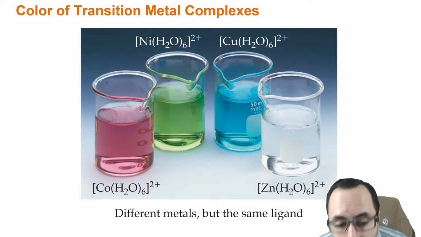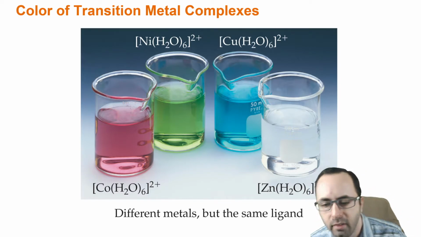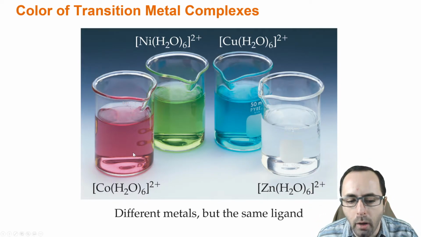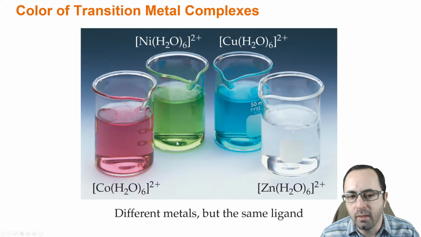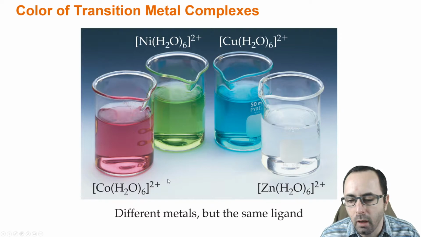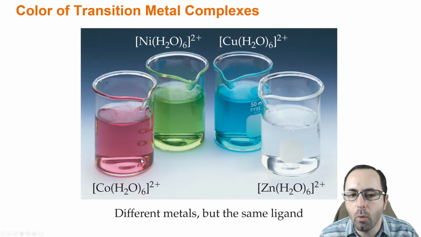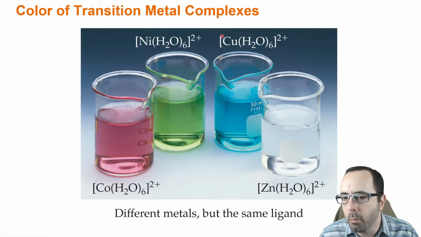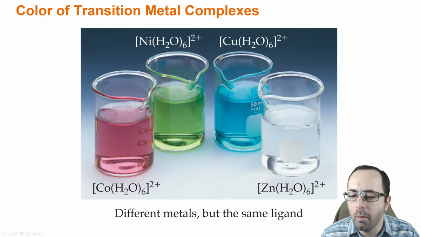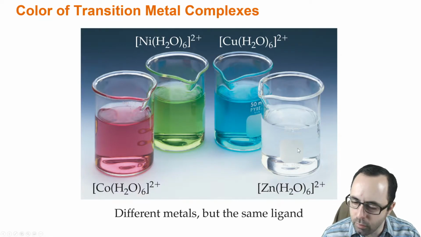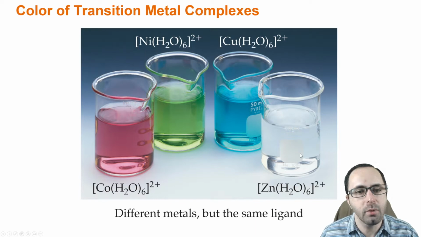So for example, here, these are all transition metals that are in water. So their ligands, because they're in water, are all water. And you can see, depending on the transition metal and its charge, you'll have different colors here. So this is cobalt 2+, which makes a red solution in water. This is nickel 2+, which makes a green solution in water. Copper 2+ makes a blue solution in water. And zinc 2+ does not have any color. Interesting. Is there an explanation for why this is?